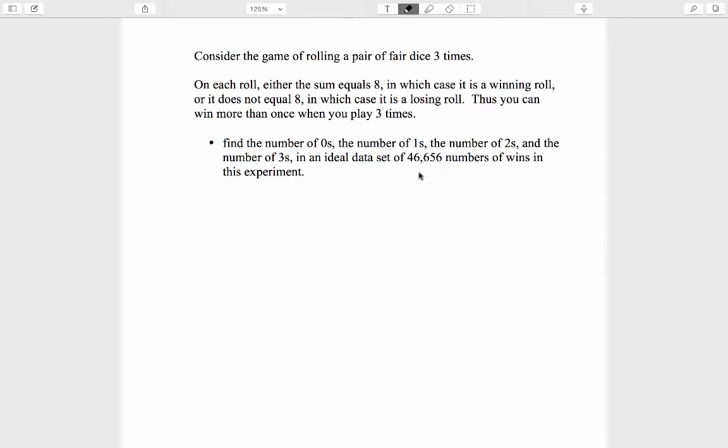Our first task is to understand the breakdown of an ideal data set of 36 cubed, which is 46,656 numbers of wins in this experiment. There are 3 choose 0 times 5 over 36 to the 0 power times 31 over 36 to the third power, so the probability of getting 0 wins, times the total number of outcomes in our ideal data set. That turns out to be 29,791 zeros.